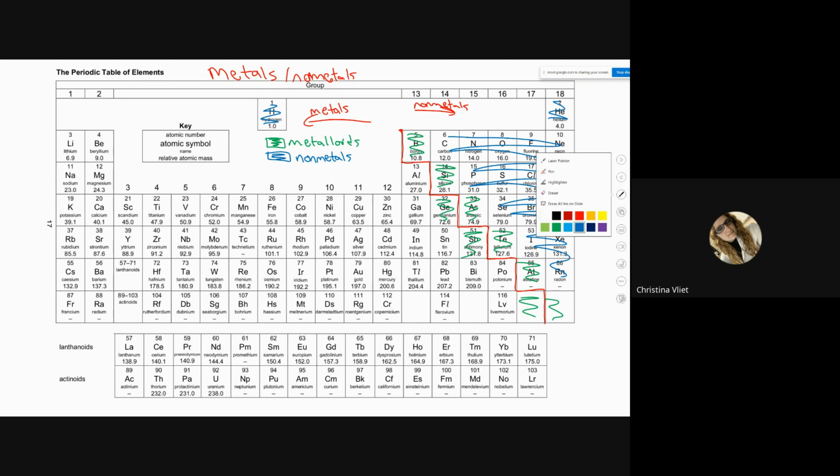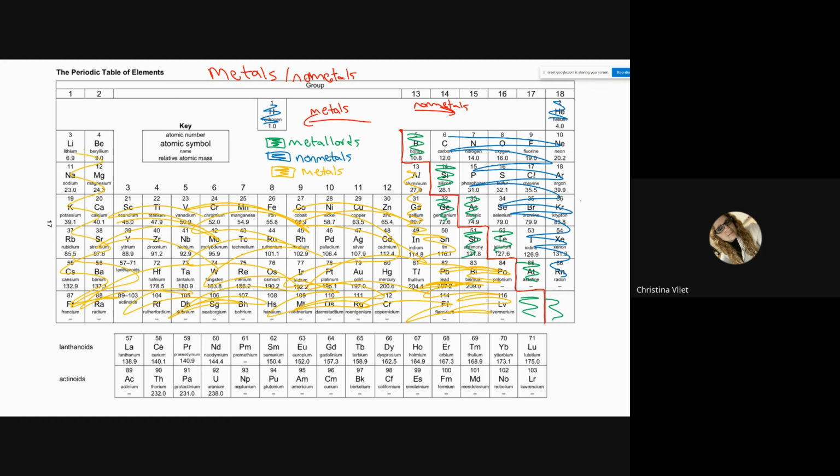And then pick a third color. I usually pick gold because gold is a metal. Although most metals are silver, I don't have a silver marker. So your metals are on the left-hand side of the staircase. All of these elements that are white right now, I'm going to shade them in gold. You can shade them in whatever color you want. All of these are metals.